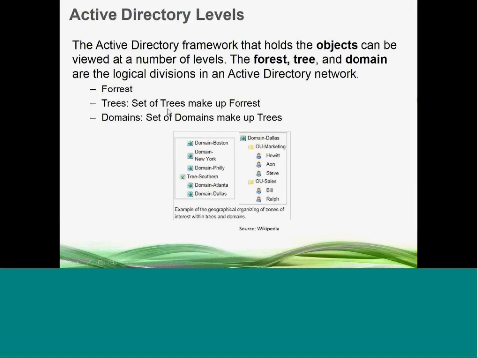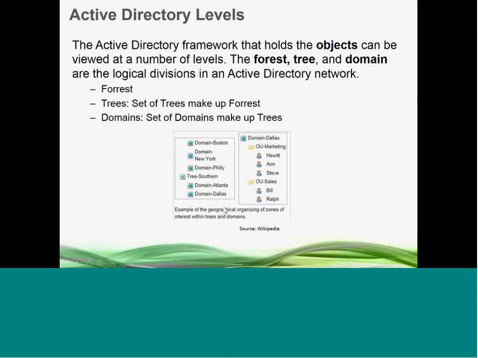So let's talk a little bit about Active Directory. Active Directory basically holds objects. So whether they're people or computers or printers or devices, you can think of those as objects, and they're viewed at a number of levels. And this breaks things down into the forest, the trees, and the domains. And kind of from a top-down standpoint, at the top you have the forest and trees. A set of trees make up a forest, and then below trees you have domains, and a set of domains make up the trees.